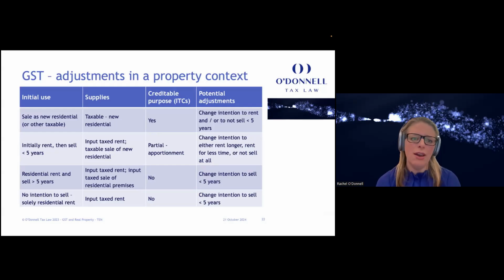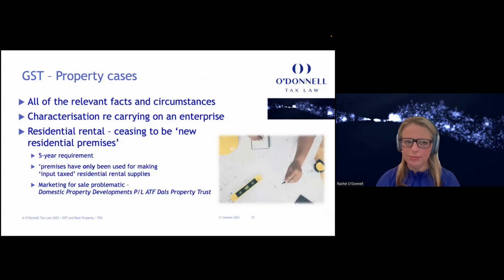And the final one there, if you have no intention to sell, you're solely planning to rent, you end up in the same position as the one above, where you might be able to get some input tax credits down the track through an adjustment if you actually end up selling it within the 5 years.